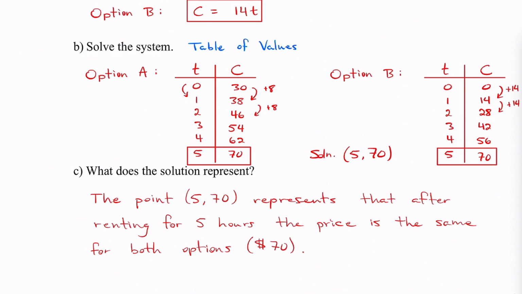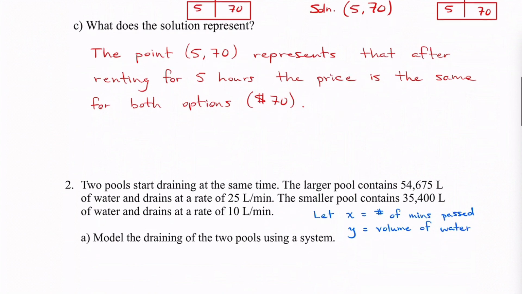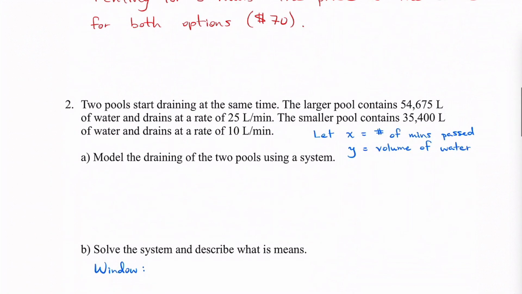Our second example here deals with 2 pools draining at different rates. It says 2 pools are draining at the same time. The larger pool contains 54,675 liters of water and drains at a rate of 25 liters per minute.